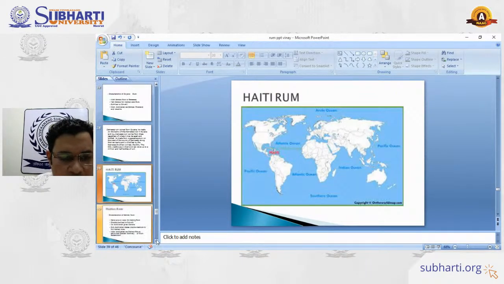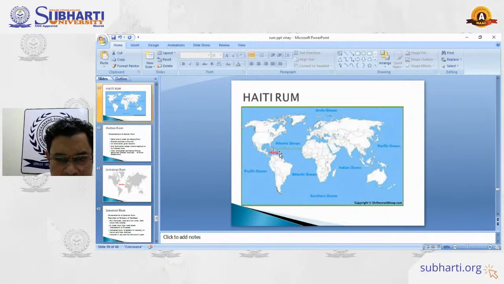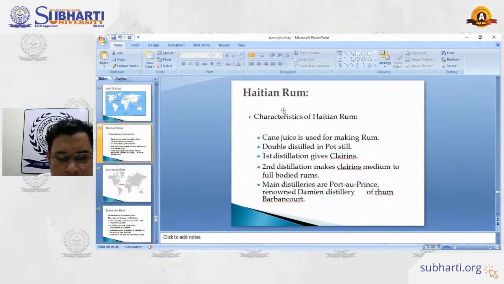Next, we will see about Haitian rums. The characteristics of Haitian rum. Cane juice is used for making rum. Double distilled in a pot still. First distillation gives clearance. Second distillation makes clearance medium to full bodied rum. Main distillers: Port-au-Prince, renowned distillery of rum, Barbancourt.